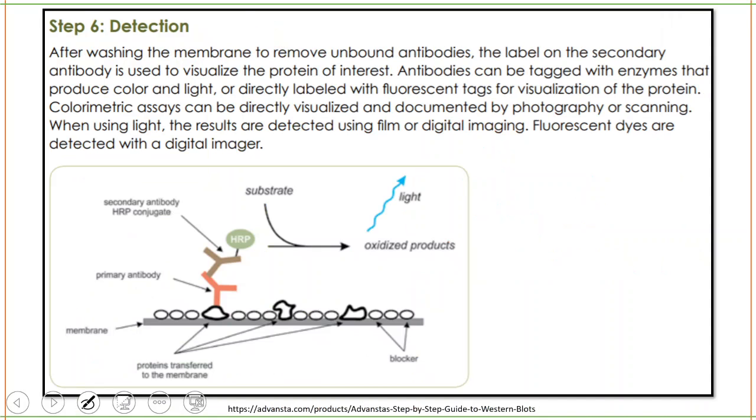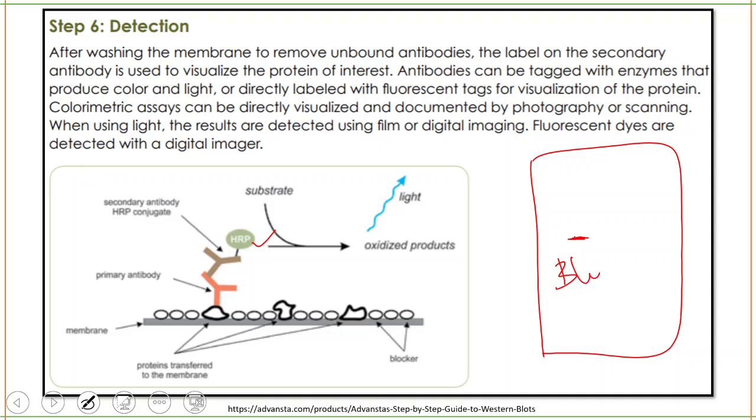For detection, only the secondary antibody will be there, right? You can see here it is conjugated with HRP. When you add the substrate, which can be luminol or H2O2, it will produce color. This is your membrane, and at this location you're finding color, maybe blue or black. So this particular band alone you'll be able to see, which means in this location your protein of interest is present.